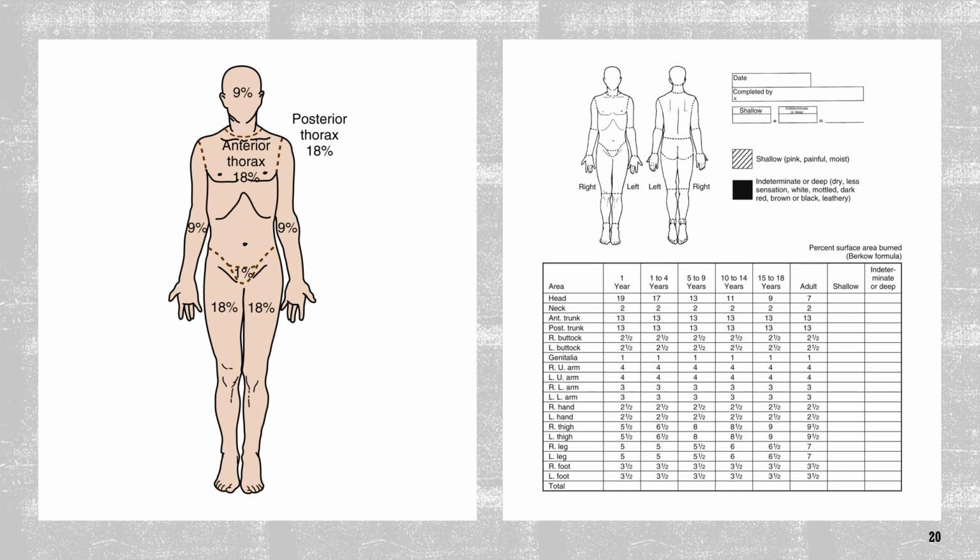For the adult body surface area breakdown, the head and neck account for 9%, each arm 9% or 18% for both, each leg 18% or 36% for both, front torso 18%, back torso 18%, and perineum 1%. In children, proportions vary due to larger head and smaller legs.